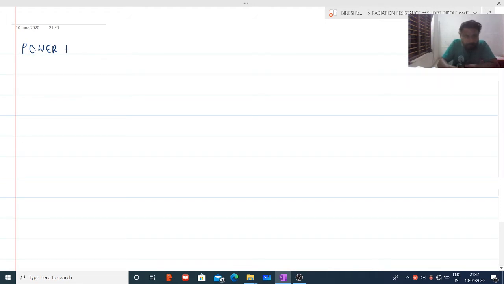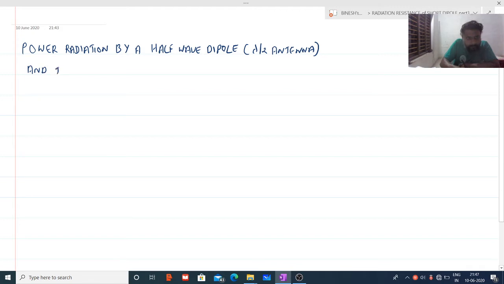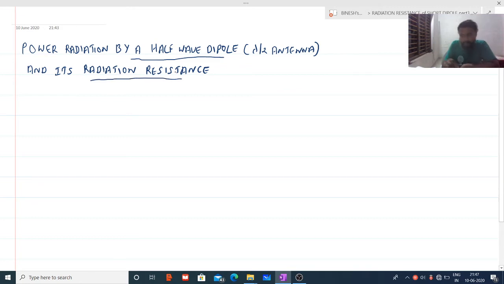Power radiation by a half wave dipole antenna, also called a lambda by 2 antenna, and its radiation resistance.